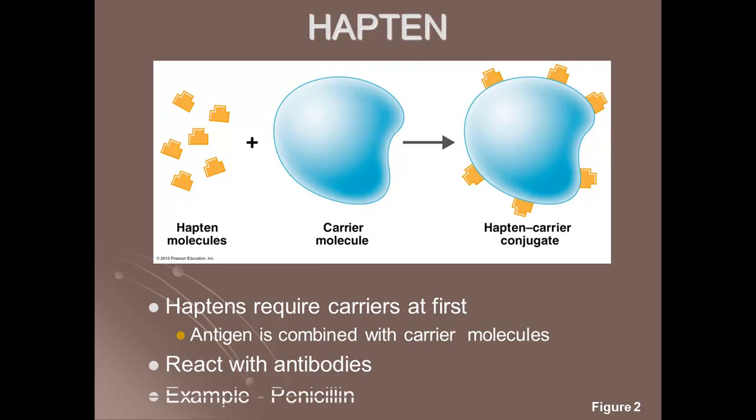So an example of this is penicillin. Penicillin is not antigenic by itself, so when it's by itself it cannot stimulate an immune response. However, when penicillin combines with serum proteins, the resulting combined molecule initiates an immune response. So this is how we see individuals become allergic to penicillin, because it's binding to serum proteins.